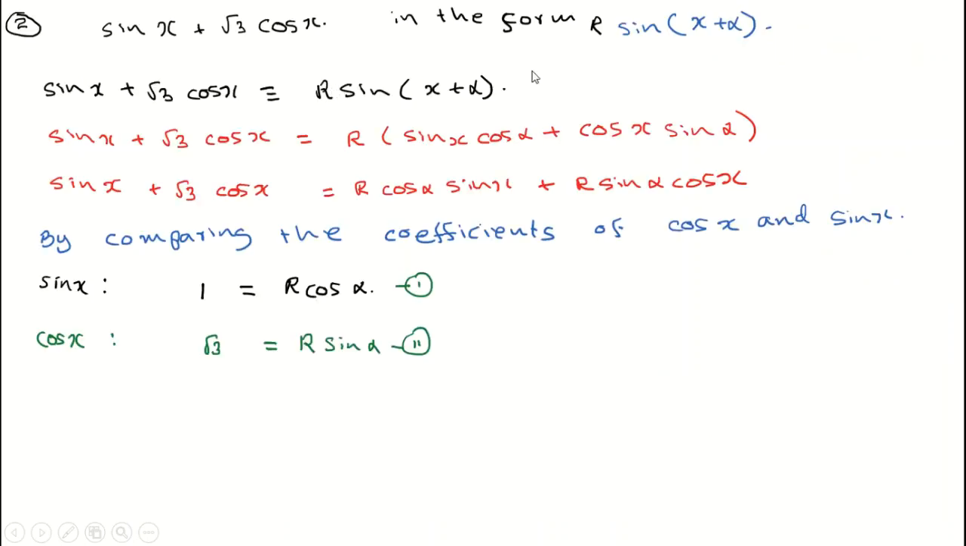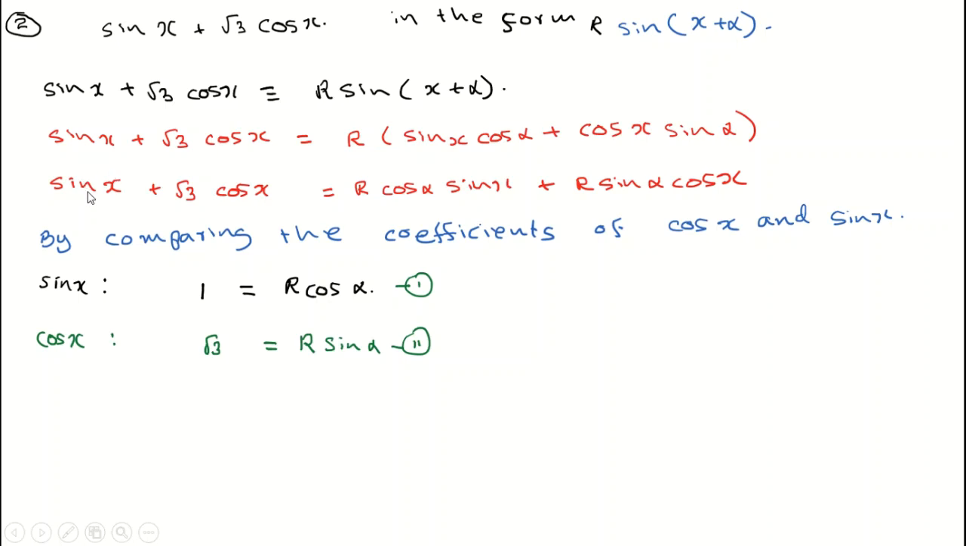We will take another example and see. Example number 2: sin x plus root 3 cos x in the form of r sin(x plus alpha). So sin x plus root 3 cos x is equal to r sin(x plus alpha). We always take this onto the right hand side and then expand it. Sin x plus root 3 cos x is equal to r times sin(x plus alpha). From our compound angle formula, we can write this as sin x cos alpha plus cos x sin alpha.